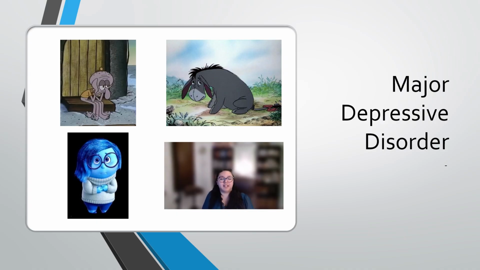This is Professor Pence. Today I'm going to be talking about major depressive disorder. Here we have three different characters. We have Squidward, we have Eeyore, we have Sadness. I encourage you to utilize these characters, or maybe a different character that comes to mind, to assess: does this character meet criteria for depression, major depressive disorder?